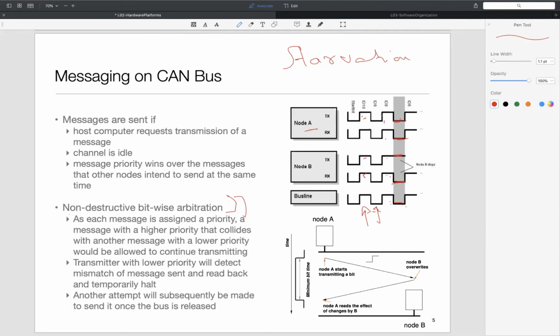It's the same issue in computing also, right? If the operating system were to always give the CPU to the highest priority task that is ready, then the low priority task may be starved out. So the same thing is going on here.